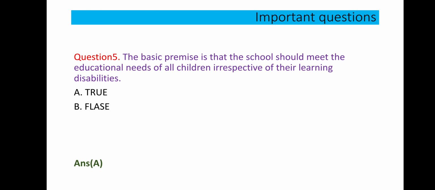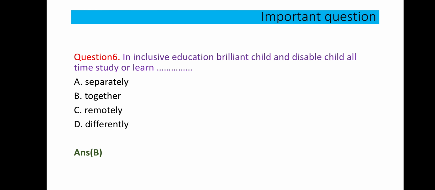Question number 5. A basic premise is that the school should meet the educational need of all children irrespective of their learning disabilities. So this statement is correct. So option A is correct. Question number 6. In inclusive education, brilliant child and disabled child all the time study or learn together. Option B is correct, because inclusive education is only that when all kinds of children learn together or study together. So option B is correct.